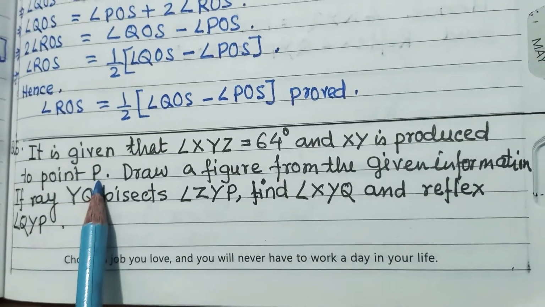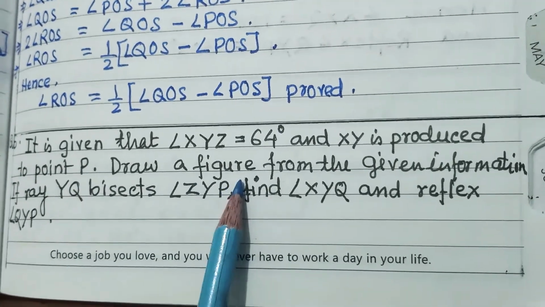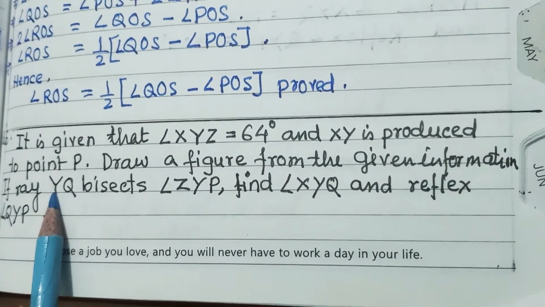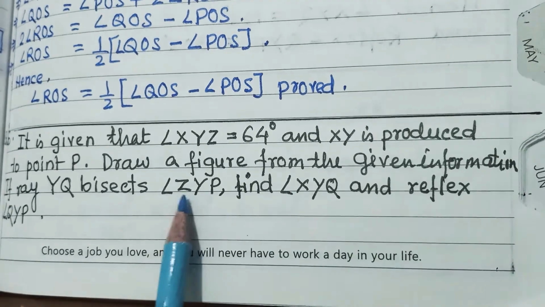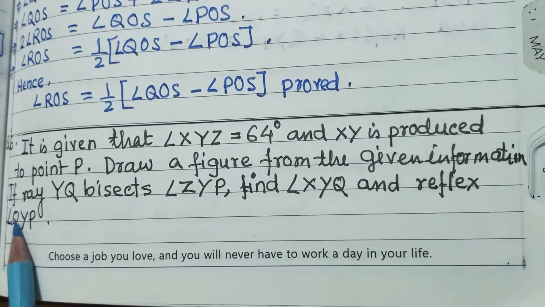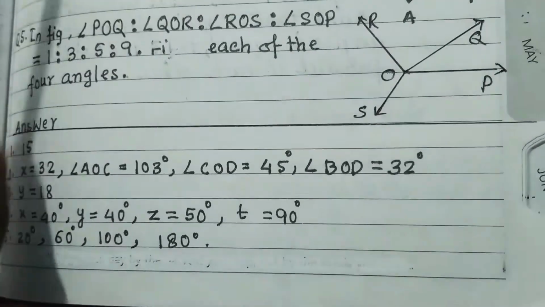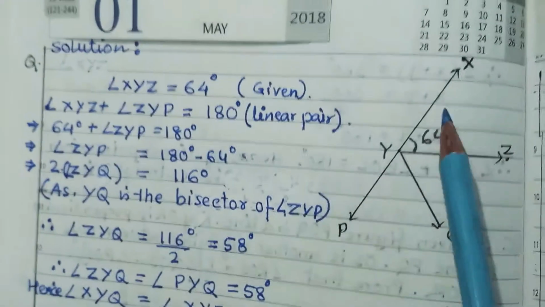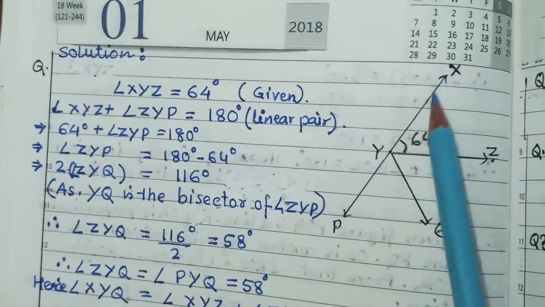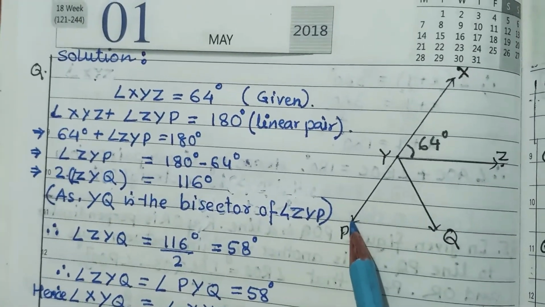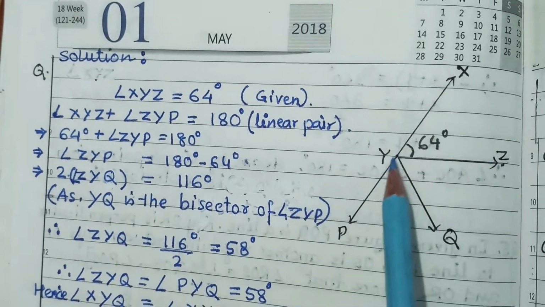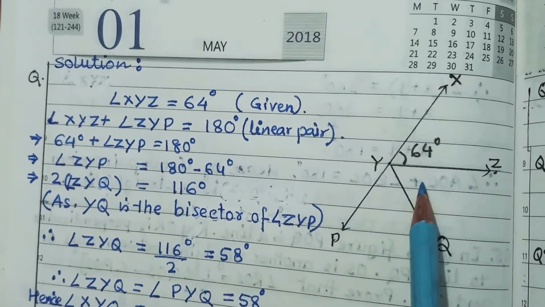Next question is, it is given that angle XYZ is equal to 64 degrees and XY is produced to point P. Draw a figure from the given information. If ray YQ bisects angle ZYP, find angle XYQ and reflex angle QYP. Now angle XYZ is 64 degrees, given. XY is produced to P and YQ is a line that bisects this angle into 2 equal parts.